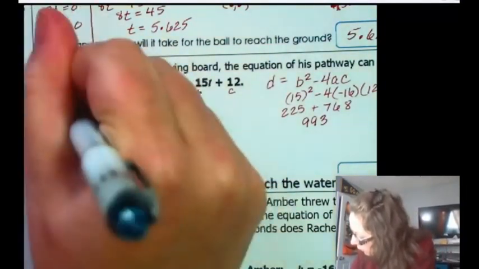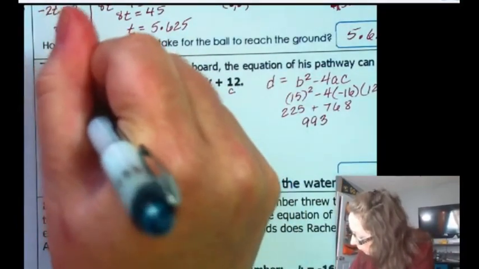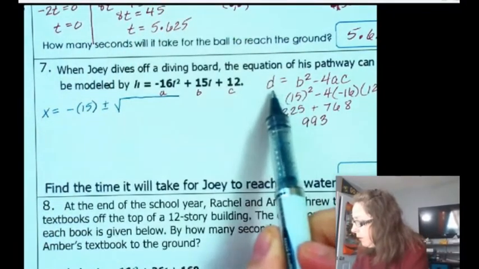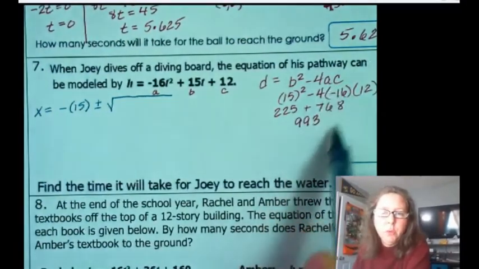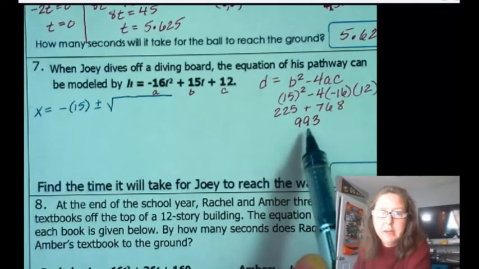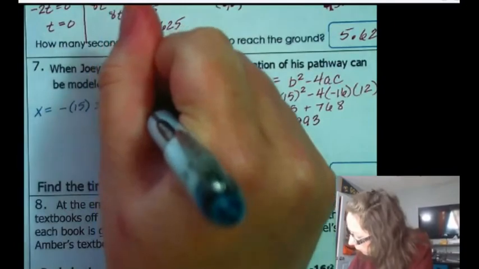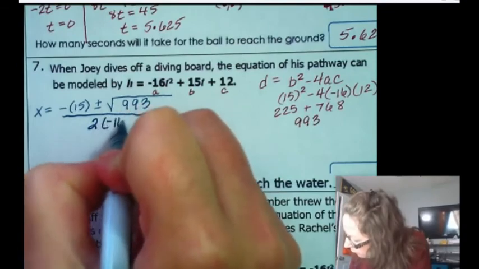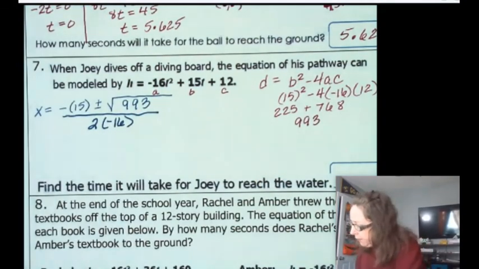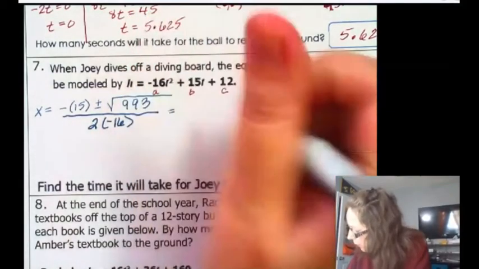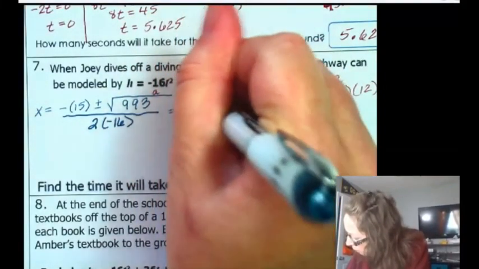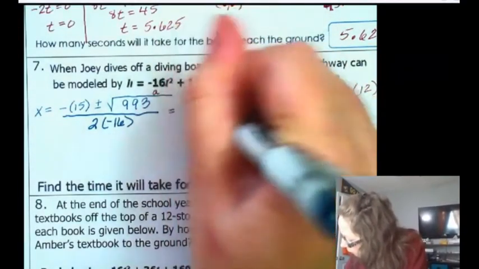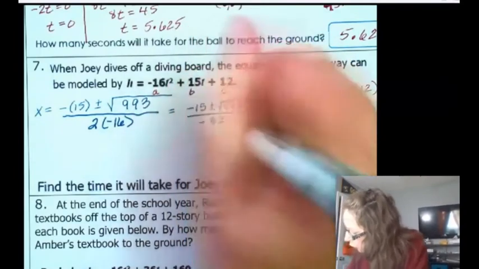So x equals negative b plus or minus the square root. Remember, this is the discriminant. We already have simplified the discriminant. It's 993 under here, all divided by 2 times a. Okay, so I'm going to simplify this again, and I get negative 15 plus or minus the square root of 993, divided by negative 32.